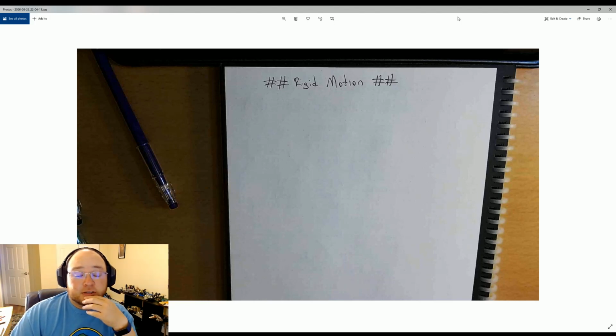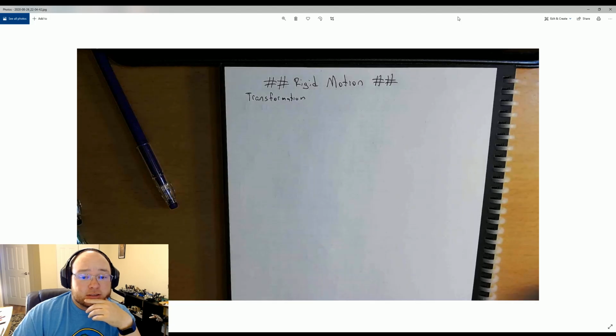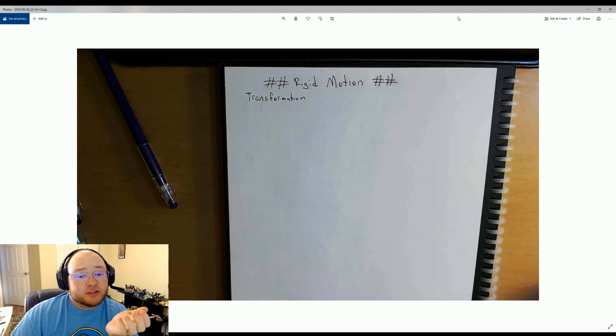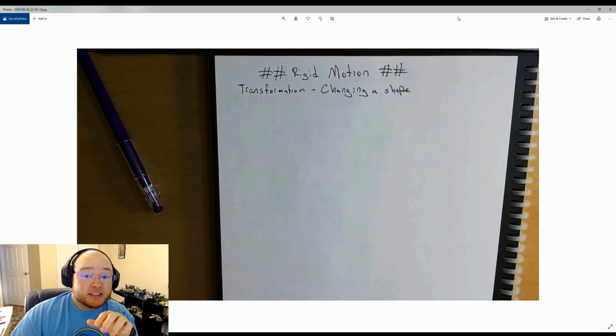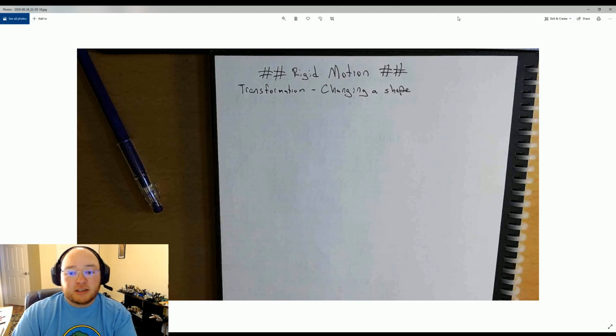Alrighty now, we're going to talk about what's called rigid motion, which is the beginning of what the next chapter is about. The first thing you got to know is the word transformation. Transformation literally just means you're changing a shape in some different way. You're moving it, you're stretching it, shrinking it, crushing it. You're just changing the shape somehow.